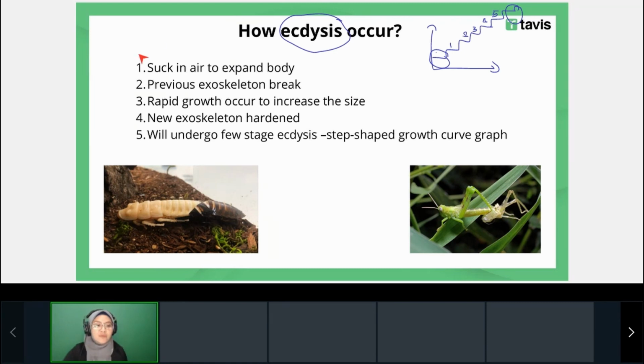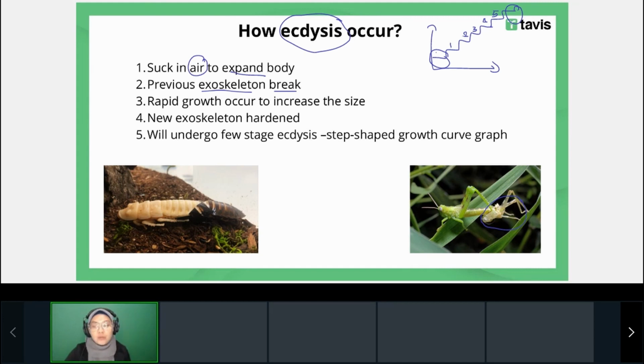What happened? Number one, the grasshopper, or exoskeleton animal, sucks in air. It sucks in air that causes them to expand their body. When the body expands, the exoskeleton will break. After the exoskeleton breaks, a rapid growth of the grasshopper or exoskeleton animal will occur.